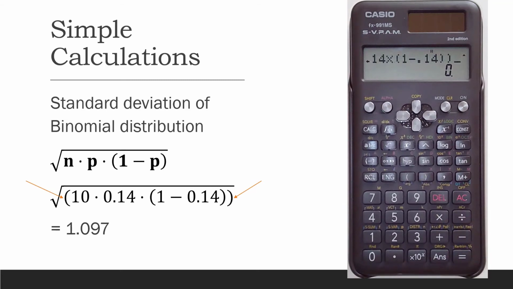So make sure that you close the brackets appropriately. Whatever you started, you need to close that. And with this, if I press OK or equal to sign, this gives me 1.097.